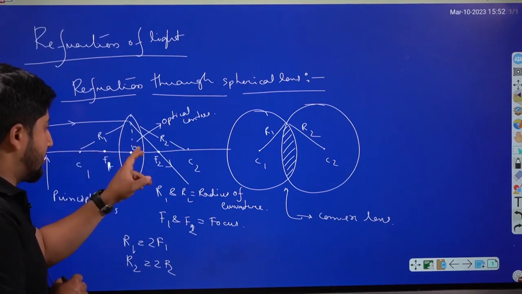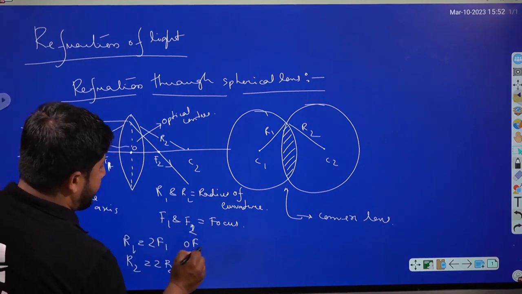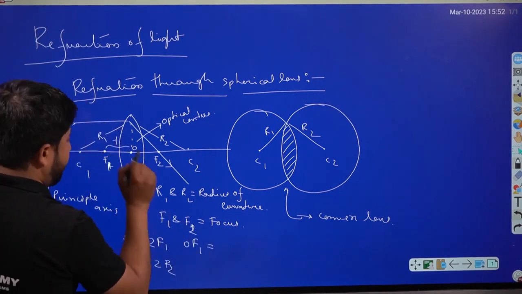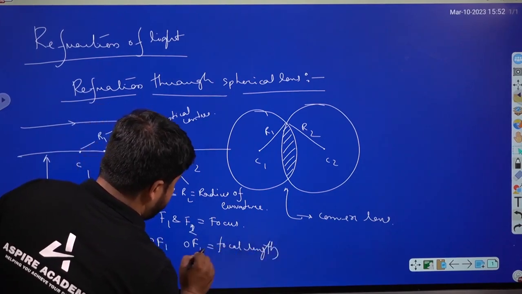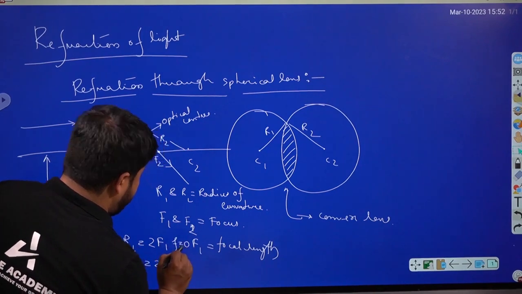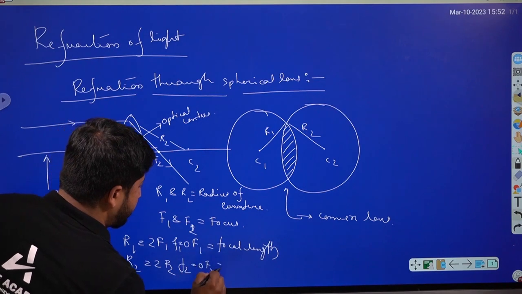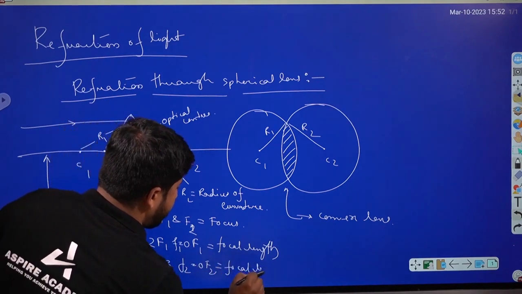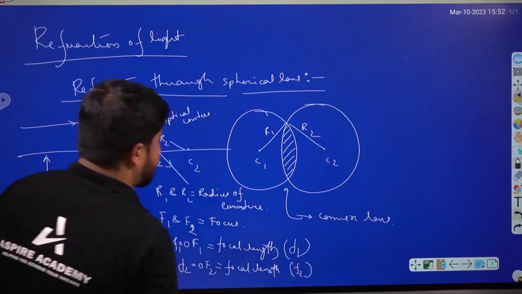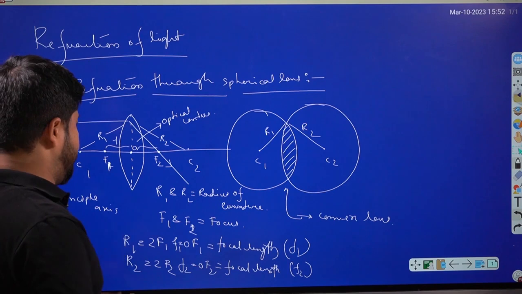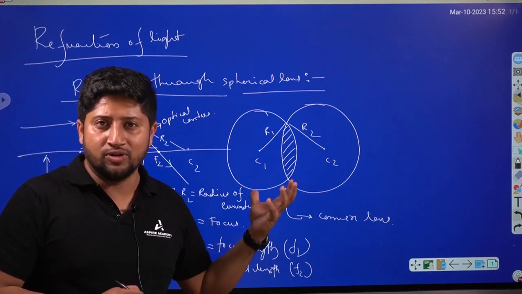The distance from O to the focus is called the focal length, small f. The distance O to F1 is f1, and similarly the distance O to F2 is f2, so there is one f1 and one f2. So these are the various parts of the lens. Okay.